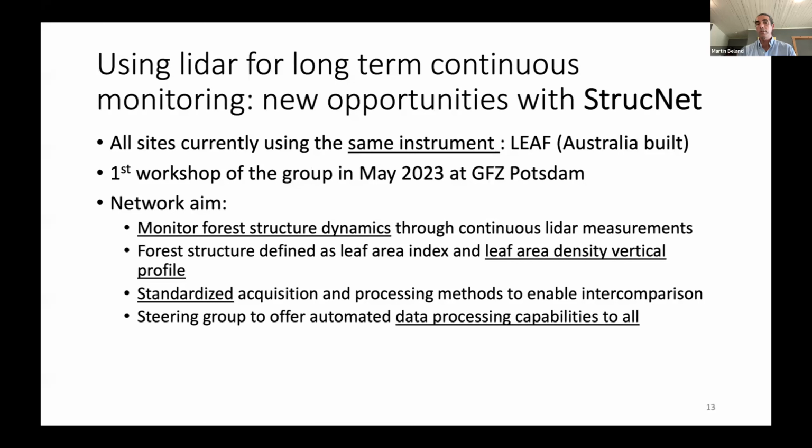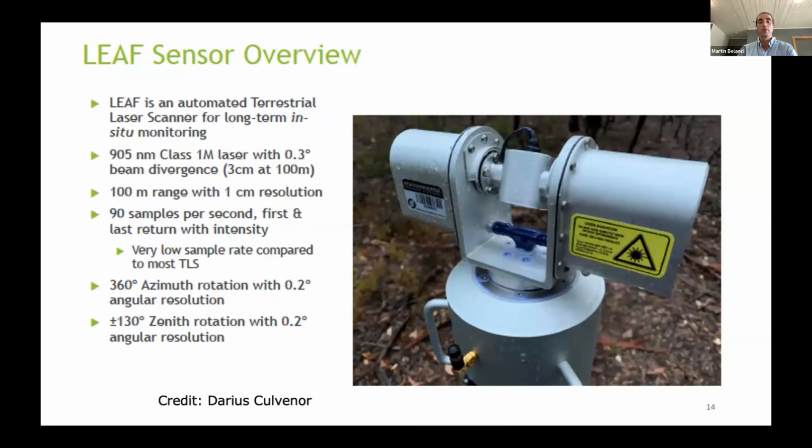The group is suggesting to process everybody's data using the same processing chain. So you would just put that instrument in the field, send it to StrikeNet, and then you return the product.